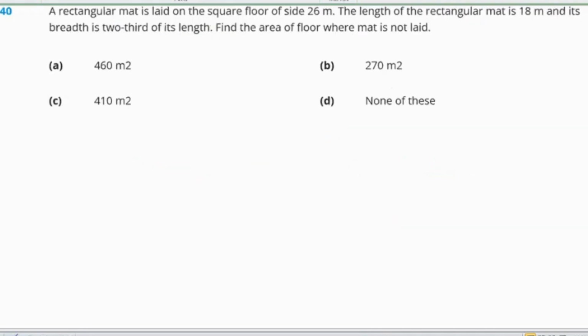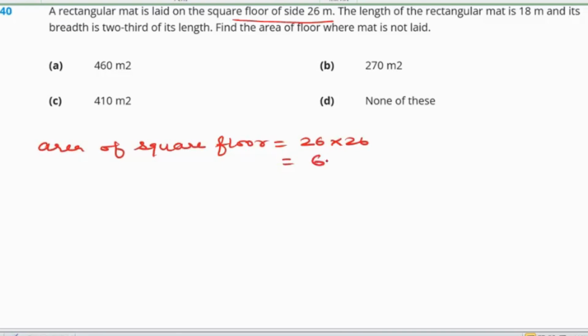Now question number 40. Question number 40 is saying that a rectangular mat is laid on the square floor of side 26 meters. So what is the area of the square floor? The area of a square floor should be 26 times 26. If we solve 26 times 26, we will be getting 676 meter square.